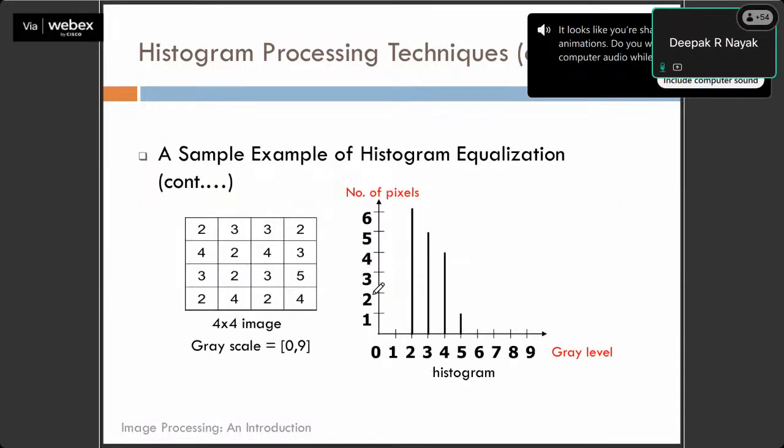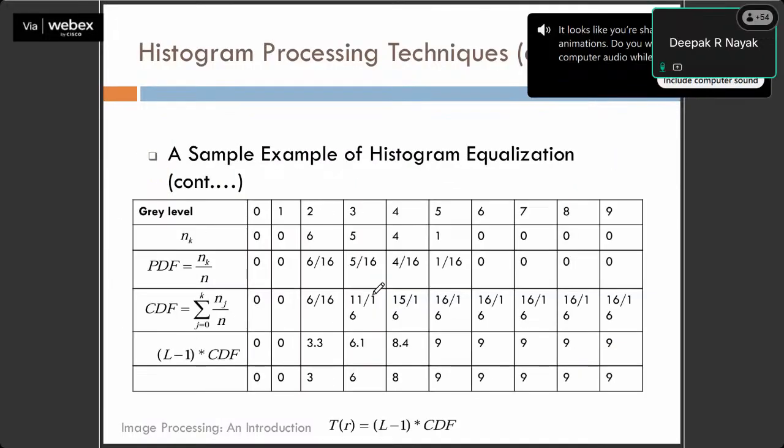Let me show you the transformation function, which we have already discussed. The transformation function in this case is just this one. What is L minus 1? L is nothing but 2 to the power k. You know that L minus 1 is nothing but the highest intensity value, and the CDF is nothing but the cumulative probability distribution function, right? And these are the steps to be followed.